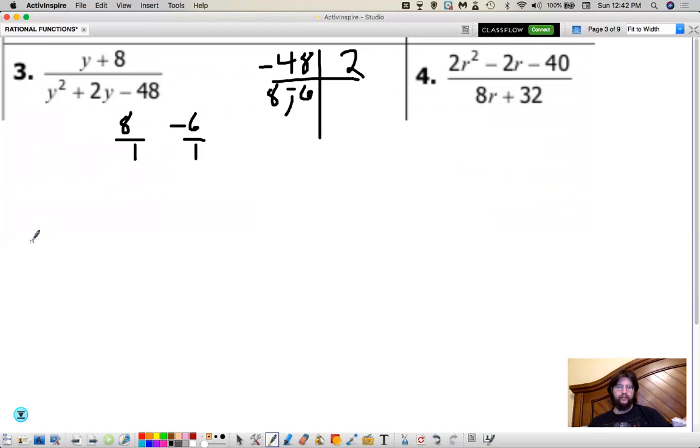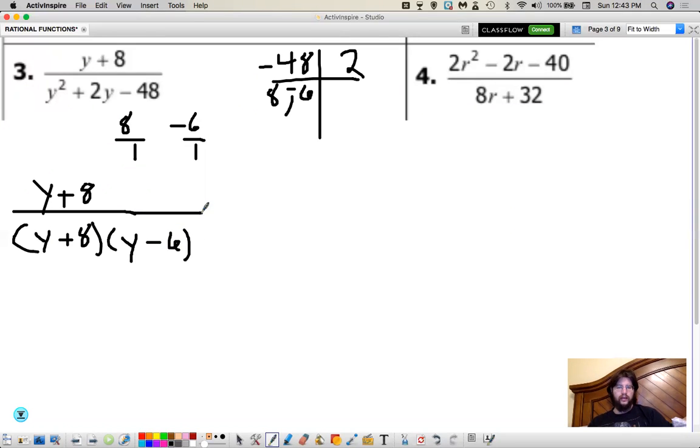So now we can factor. My numerator, I'm going to bring that down. The denominator is going to be 1y plus 8 times 1y minus 6. Cancellations happen. Now don't just put y minus 6. That is not correct. Where is y minus 6? It's in the denominator, so put it in the denominator. What's going on top? Well, anything divided by itself is 1, not just nothing. So we put a 1.